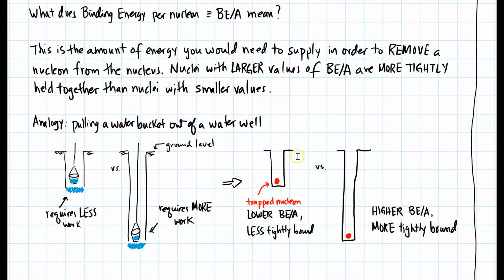Applying this to nucleons, if I have a lower potential well, that trapped nucleon has a lower binding energy per nucleon. Therefore, it's less tightly bound. If I have a deeper potential well, then I have a higher binding energy per nucleon. Therefore, the nucleons are more tightly bound in the nucleus.